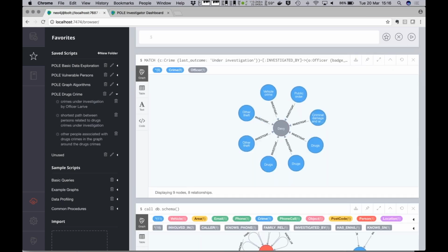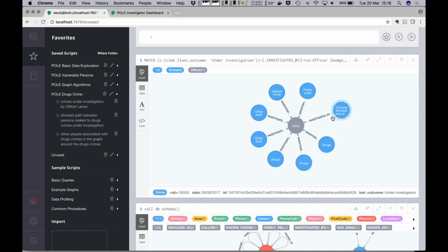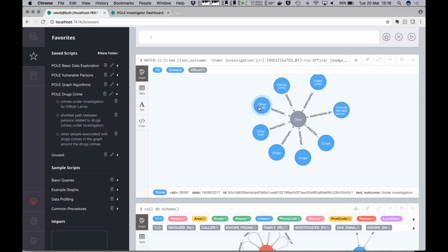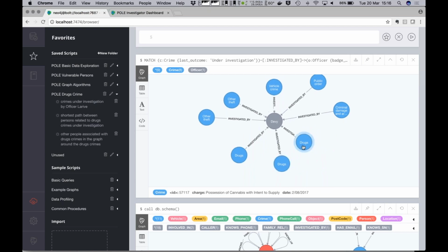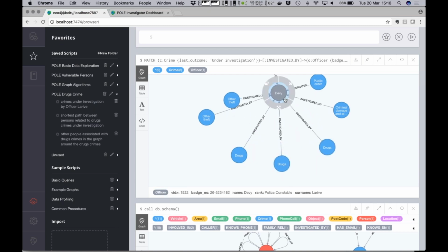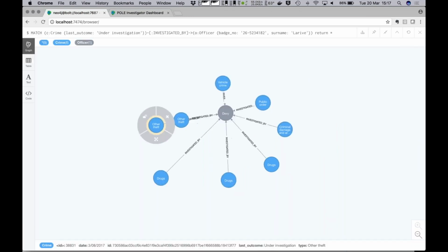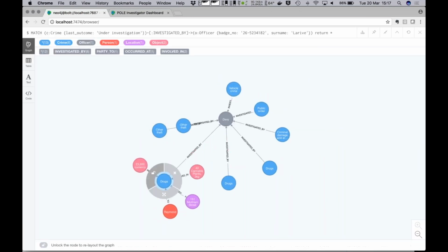And we can see that Officer Lee Reeve has a number of crimes that they are investigating. There's some criminal damage, public order, some other theft, and 3 drugs crimes. So if we're interested in drugs crimes, what we can do is click through those, expand the graph a little bit, and see what's going on.